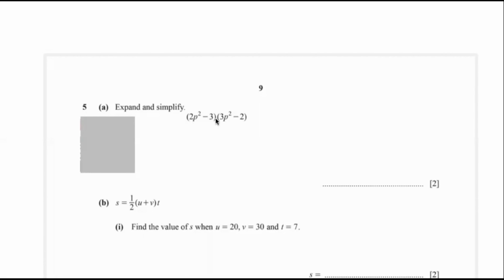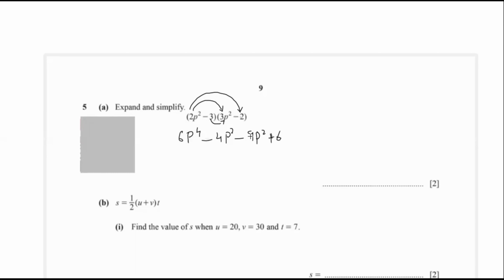Question 5, part A, expand and simplify. The expression here is (2p square minus 3) into (3p square minus 2). Firstly, we multiply 2p square into 3p square and 2p square into minus 2. We can write 2 times 3 is 6 and p square into p square, that's equal to p4. Same as 2p square into minus 2, that will be equal to minus 4p square. And same here is minus 3 multiplied by 3p square, we get minus 9p square. And minus 3 multiplied by minus 2, that's equal to plus 6.